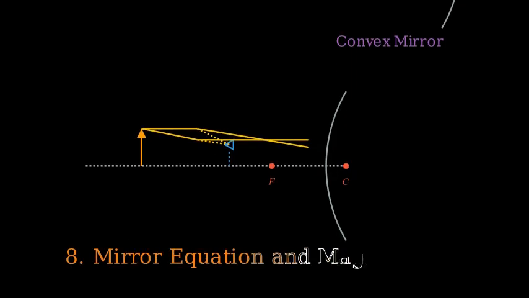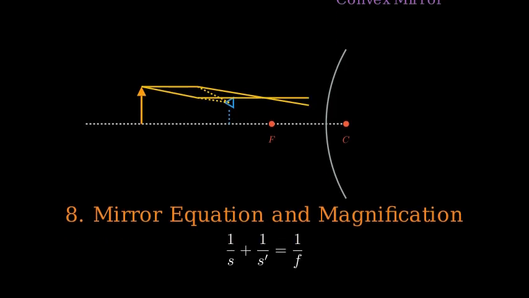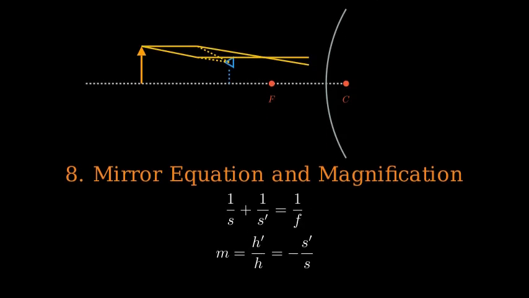Just like with lenses, mirrors also follow a similar equation known as the mirror equation. The mirror equation is 1 over s plus 1 over s prime equals 1 over f, where f is the focal length, s is the object distance, and s prime is the image distance. The magnification is given by m equals negative s prime over s, which is the same as for lenses.